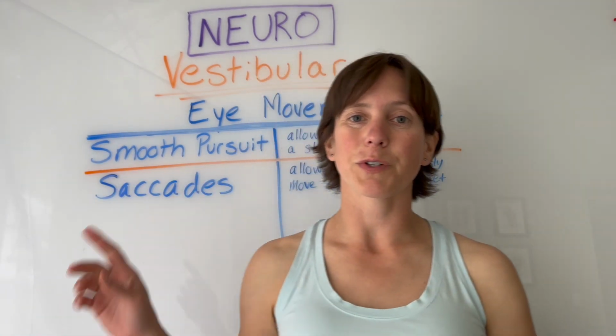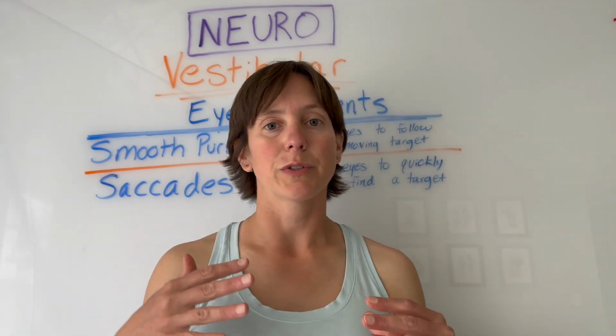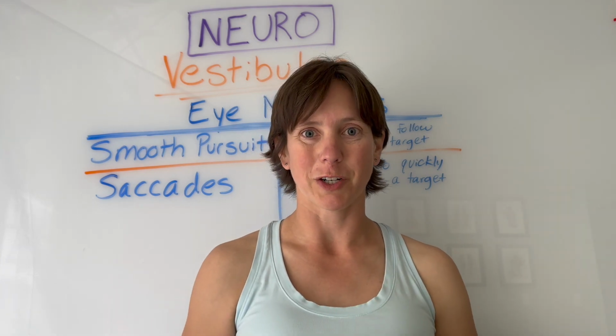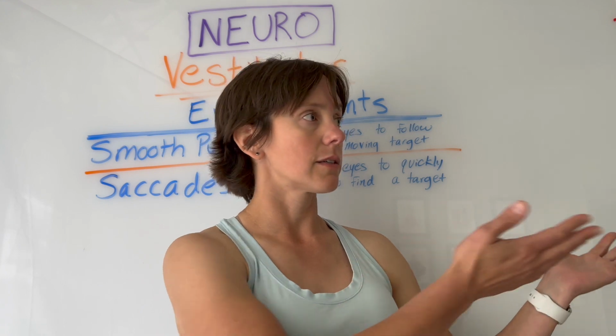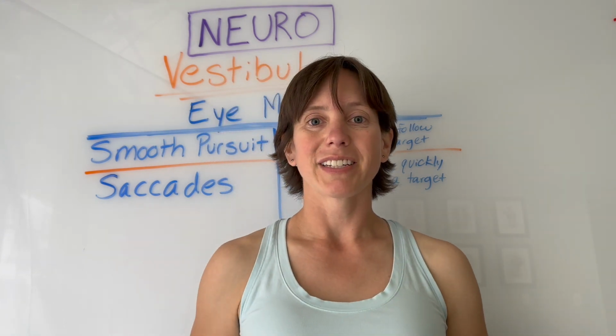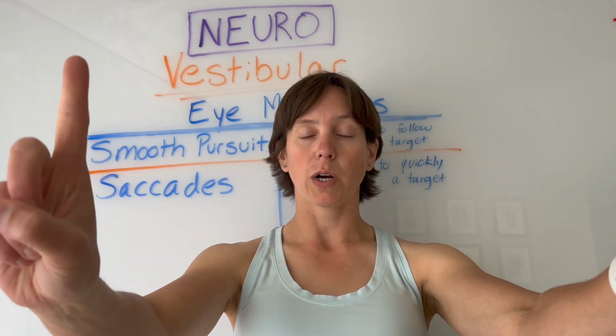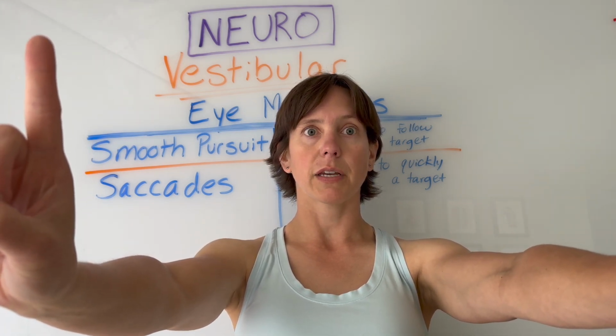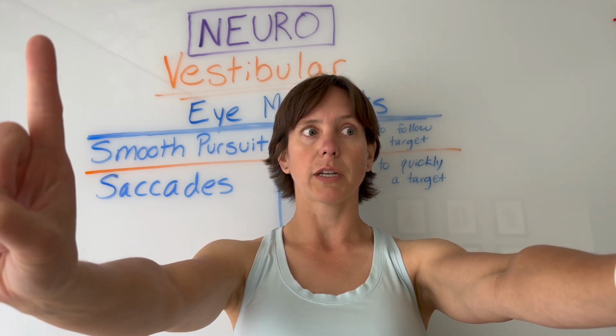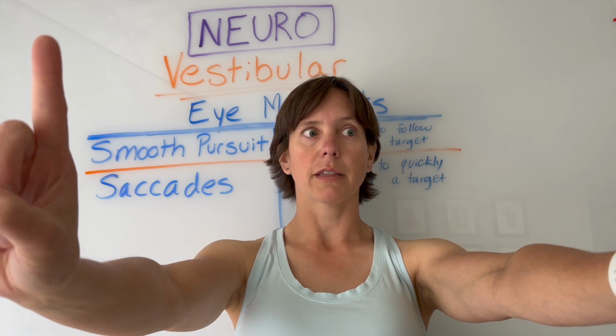Second type of eye movement are saccades. These allow your eyes to quickly move to find a target. For example, if someone calls your name, you turn and look to find the person who called your name. To test this, have two objects like your fingers, and the patient's gonna keep their head still and switch their eyes from looking at your first finger and the second finger.